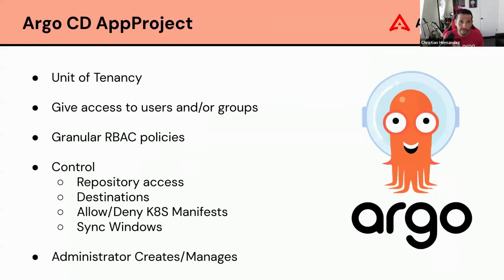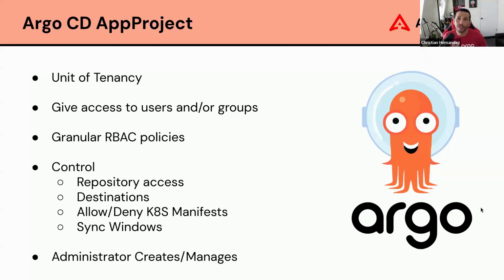So that's why we have the Argo CD App Project, right? So the Argo CD App Project is a unit of tenancy, right? So basically, it's meant to be a multi-tenant system. It's meant to have a lot of users and a lot of admins, a lot of end users, a lot of developers accessing Argo CD either through a CLI or through the UI or even API calls, right?